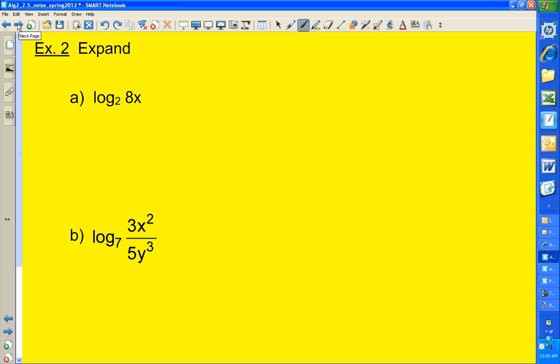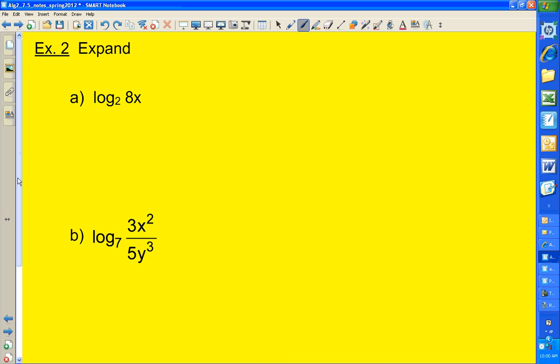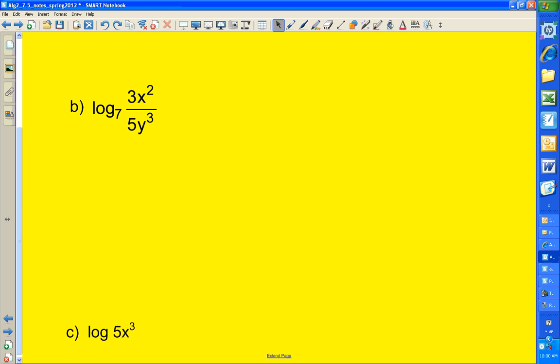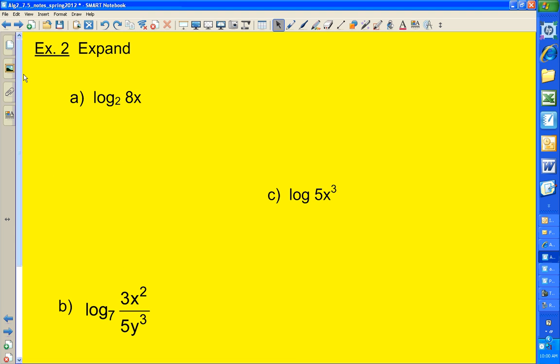Log base 2 of 8x. Notice what the directions say. It says expand. We're just basically telling you apply your properties. So we have 3 of them up here. Okay? This is an easy one. And C is actually easy. So we're going to do A and C together. So we'll bring C up here.